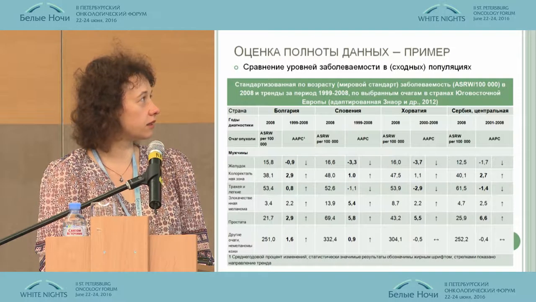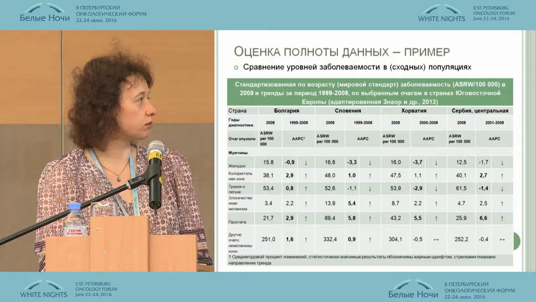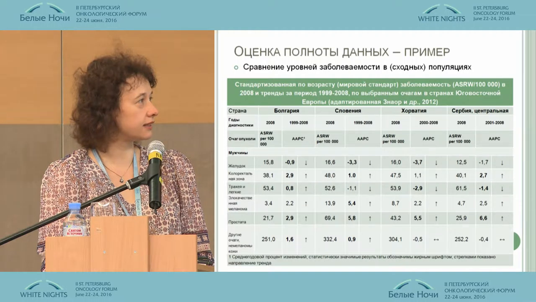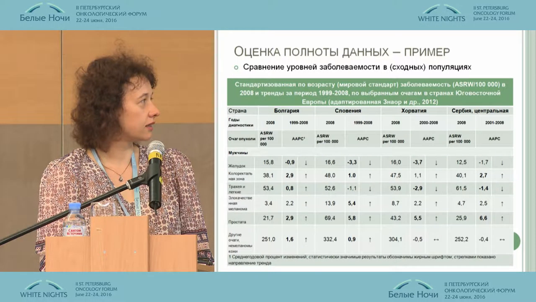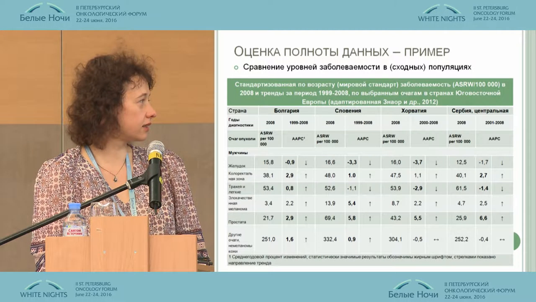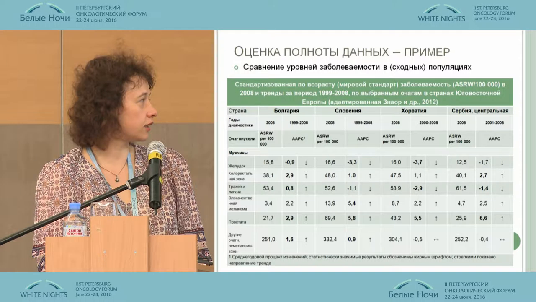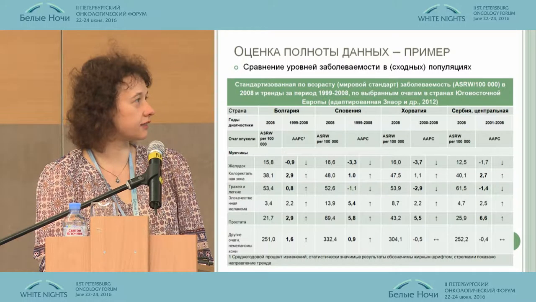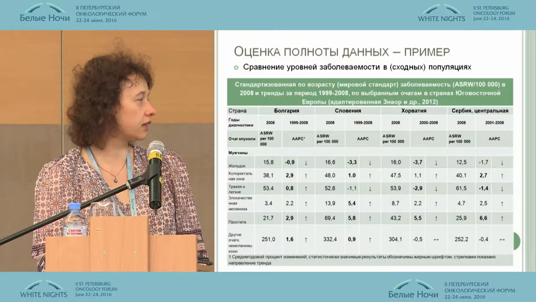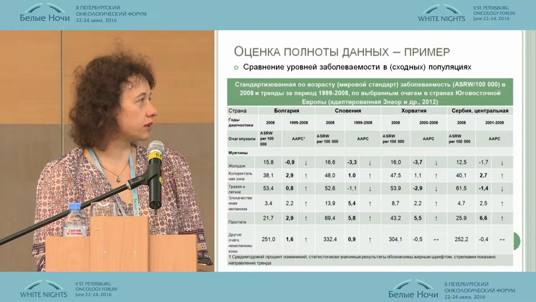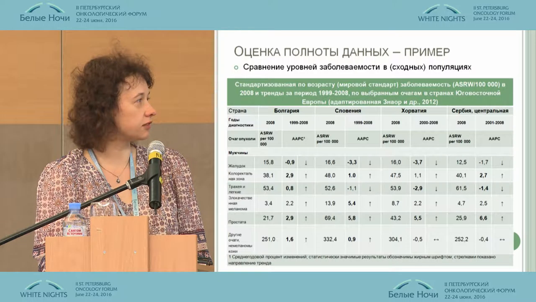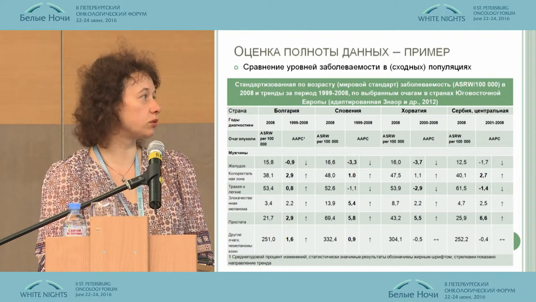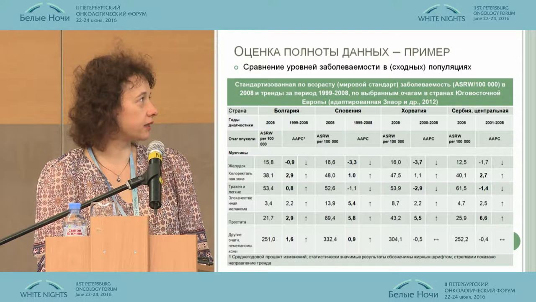Let me give you another example of how we compare the level of incidence in similar populations: Bulgaria, Slovenia, Croatia, Serbia. When we analyzed incidence trends, we saw that it was similar in those countries. There are some differences among lung cancer incidence. In Slovenia, Croatia, Serbia, incidence decreased, but in Bulgaria it increased. So when we see certain differences in trends between populations, we have to find an explanation why it happens.